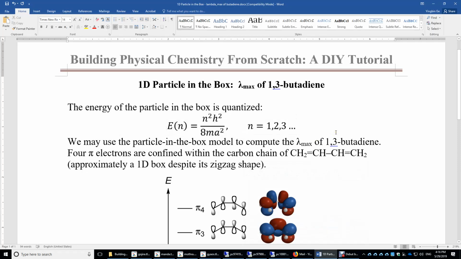I will estimate the value of lambda max of 1,3-butadiene. We learned that the energy of the particle in the box is quantized, and its total energy is equal to n squared times h squared over 8ma squared, where n is a positive integer. So we'll use this equation to compute the lambda max of 1,3-butadiene.